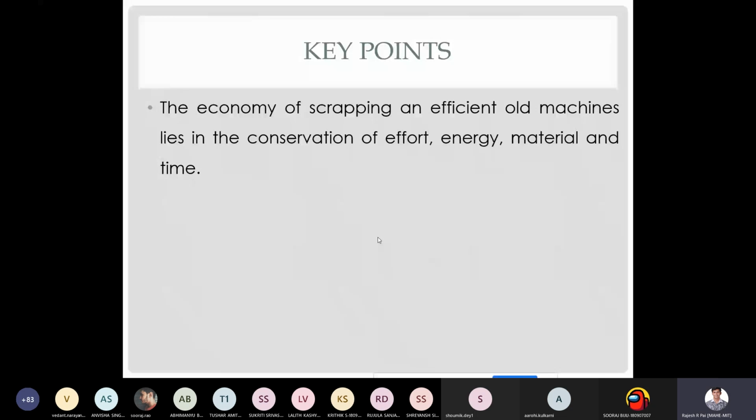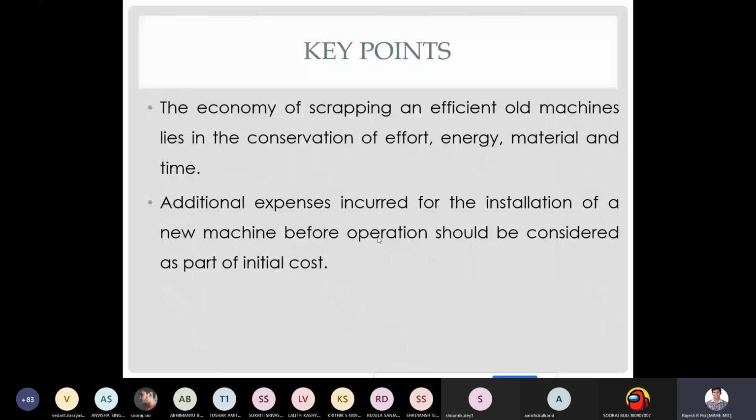Okay. Then the second component is very important. Additional expenses incurred for the installation of a new machine before operations should be considered as a part of initial cost. As we have seen in one of the numericals relating to annual work, we have considered the cost of the land, we have considered the cost of building and machineries, compressor, as a part of initial cost. So likewise here also, all the additional expenses which are required for installing a newer machine, those costs will be a component of initial cost.